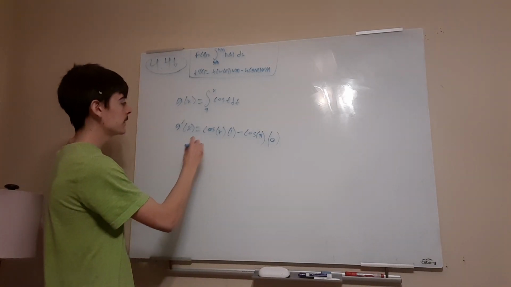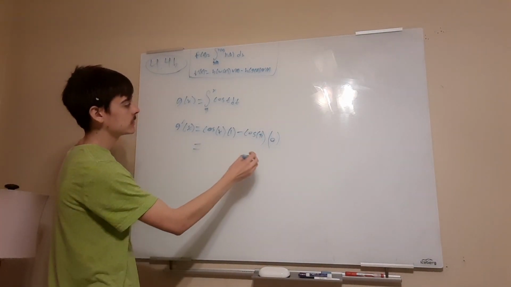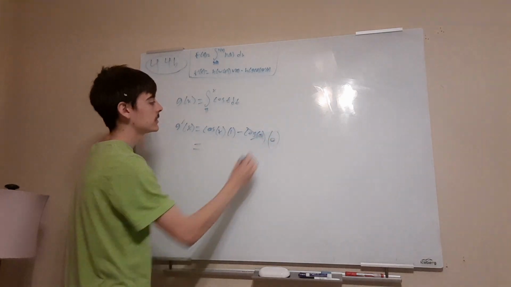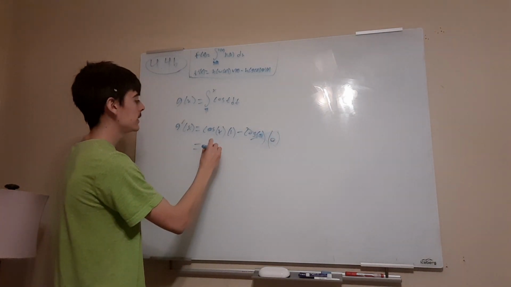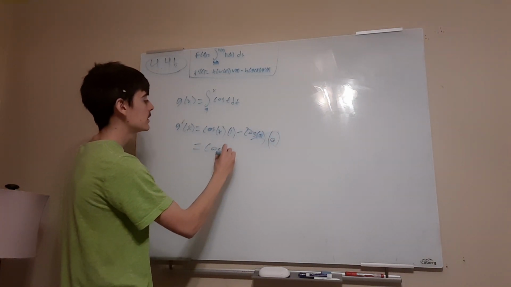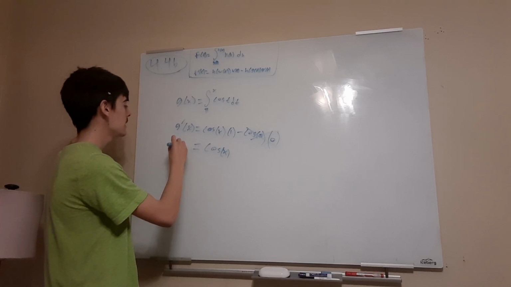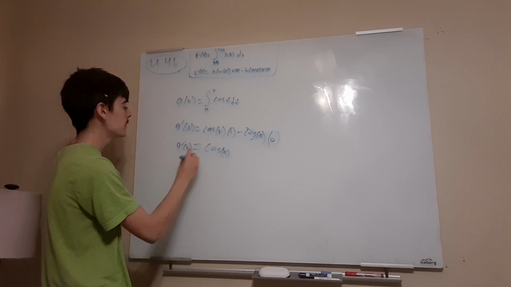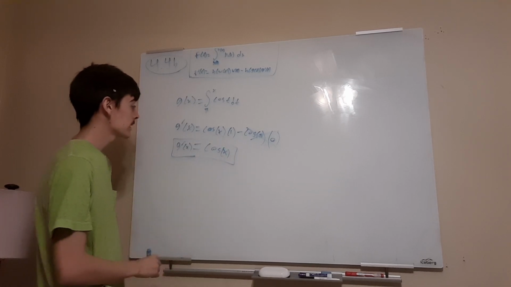And so if we want to simplify this, this is 0 times cosine of pi. 0 times anything is 0, so that goes bye-bye. So we are just going to be left with cosine x times 1, which is just cosine x. So that means g prime of x will simply equal cosine of x.